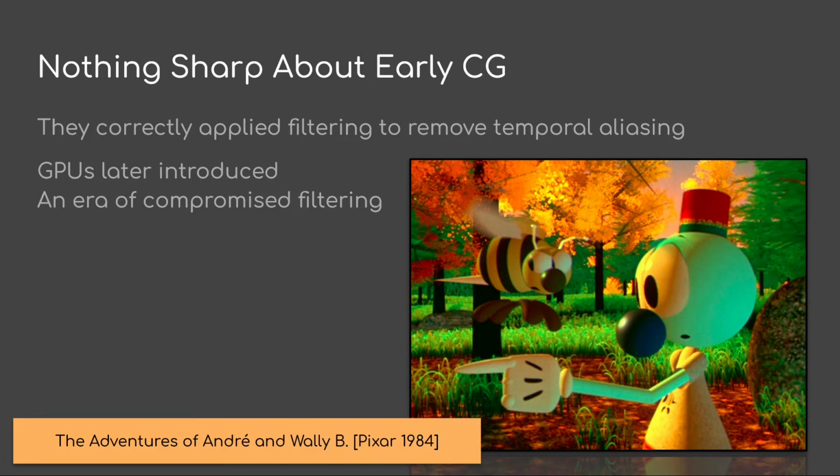If we go back to the 1980s, during the advent of CG film, there's nothing sharp about early CG. They correctly applied filtering to remove temporal aliasing. Fast forward to modern times, the GPUs later introduced an era of compromised filtering, an era that we have never really recovered from.